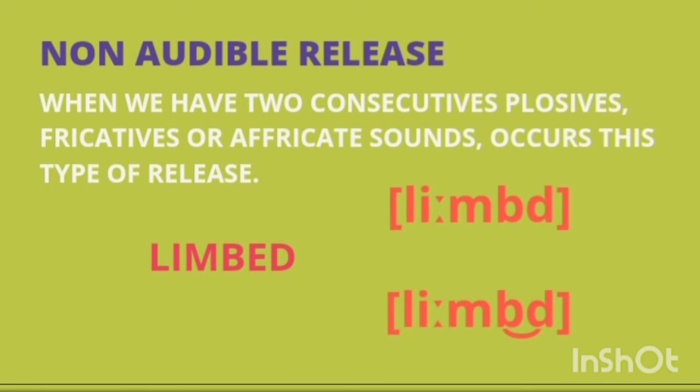So let's continue with the second type of release, that is non-audible release. It occurs when we have two consecutive plosives, fricatives, or affricate sounds. Such plosives are said to be incomplete, and they are quite frequent in familiar speech. As you can see in the example, we have the word limp. In this example, we have two consecutive plosive sounds, and normally the first one has non-audible release. When we have two consecutive plosive sounds, we have to use the diacritic.